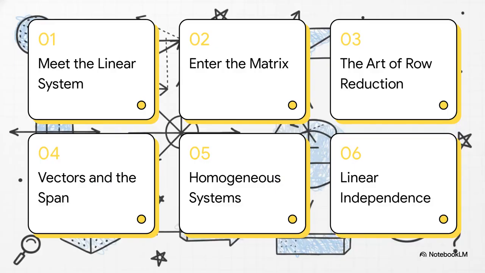Here's the roadmap for today. We'll meet the linear system, enter the matrix, master the art of row reduction, look at vectors and the span, compare homogeneous and non-homogeneous systems, and finally, wrap up with linear independence. Let's dive right in. Part 1.